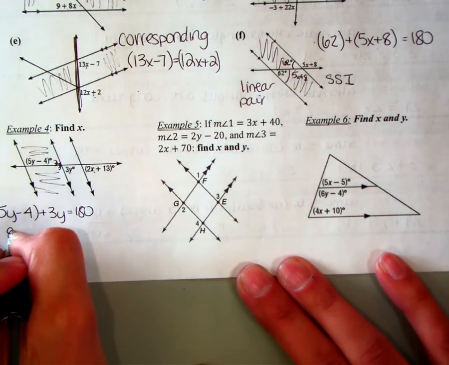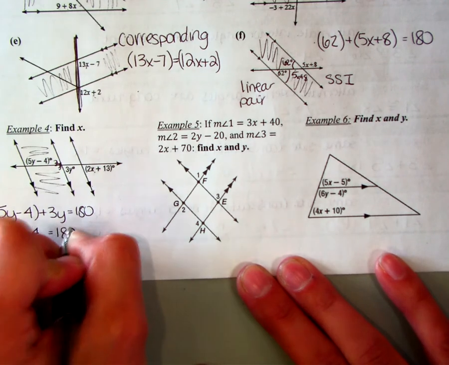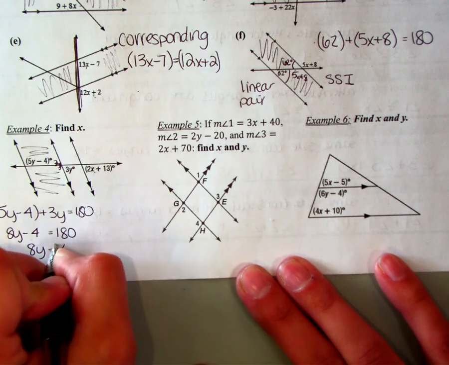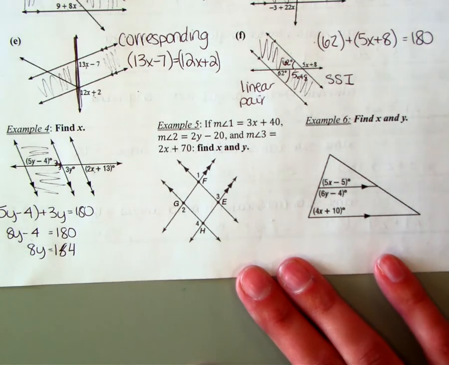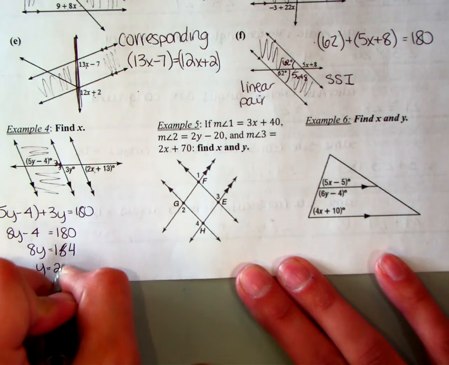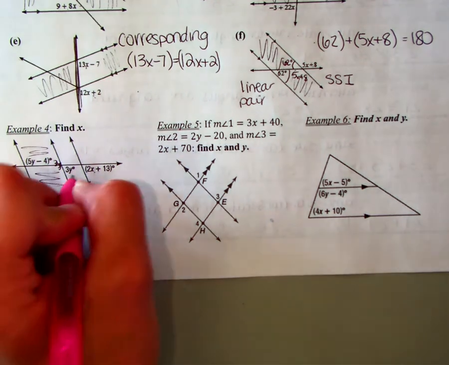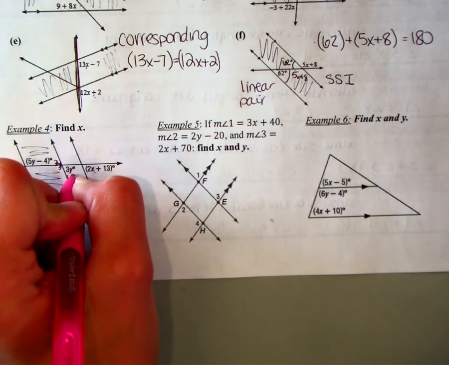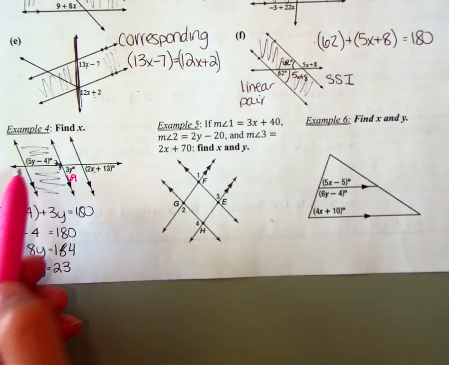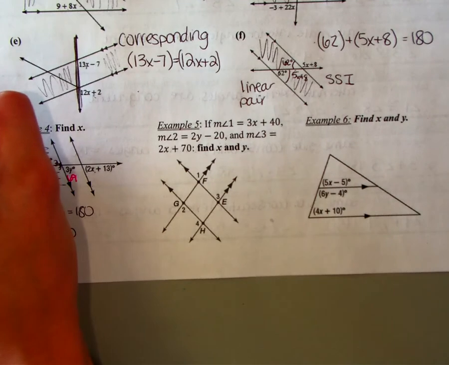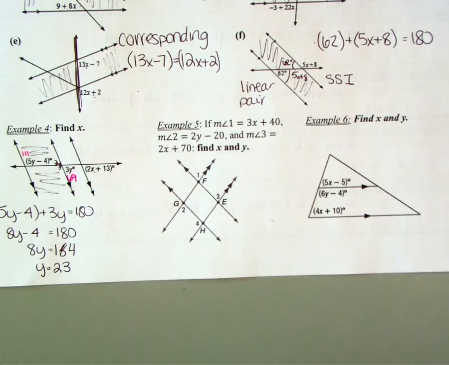We are going to go ahead and solve this one so we can find x. So combine like terms. And then solving for y, we'll have 184 divided by 8, and that means that y is 23. If y is 23, I'm going to go ahead and plug it in so I can find my other values. We find that 3 times 23 is 69. And then 5 times 23 minus 4 gives me 111. I could have also subtracted that 69 from 180.